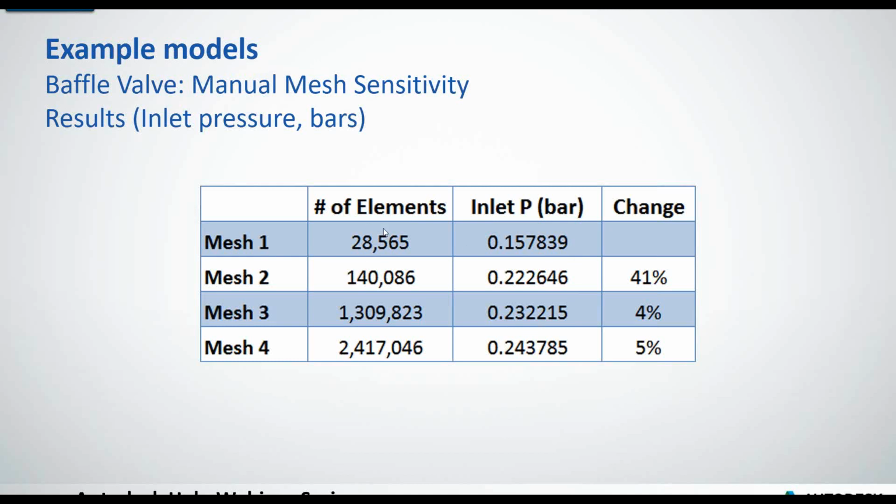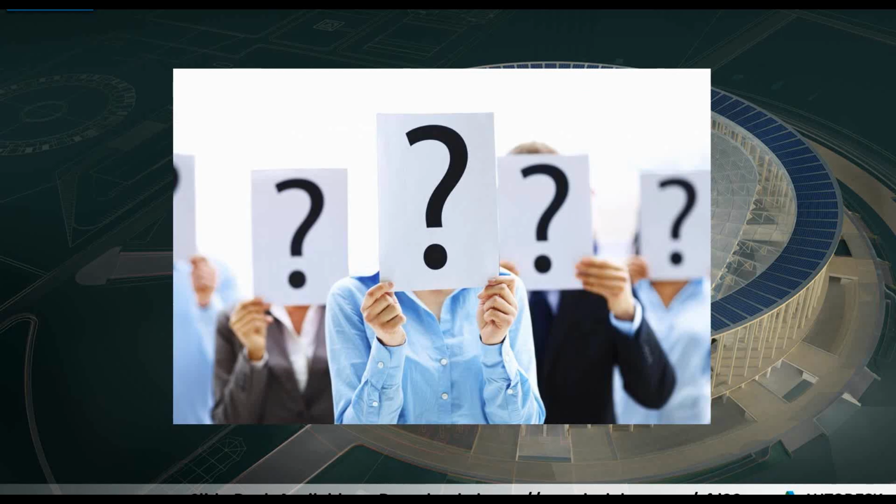Whereas, of course, this one gave us the most change in the inlet pressure. So obviously, going with the default mesh would not have been a good thing to do. And the numbers basically tell it all. That's all I had for this example. If you guys have any questions, please feel free to type them in the question box.